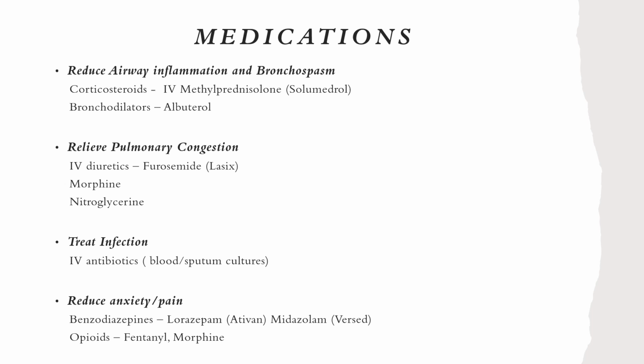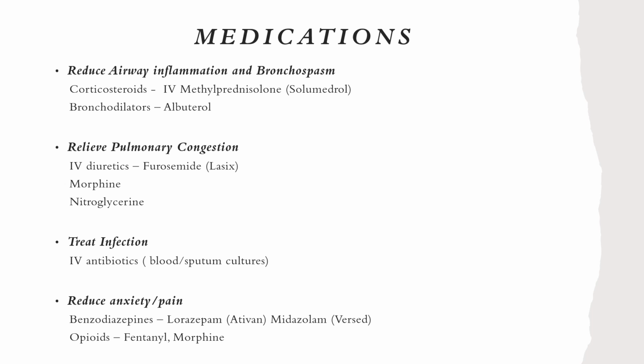Also, if there's pulmonary congestion going on, if that's the underlying cause, we can of course relieve pulmonary congestion with IV diuretics. Our most popular one being furosemide, or Lasix. That can be given IV push typically. If it's really severe, it can be given by a drip.